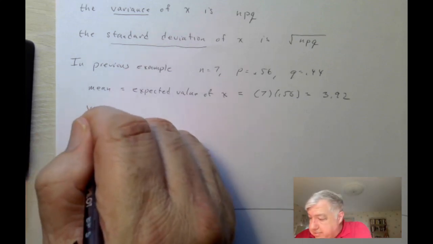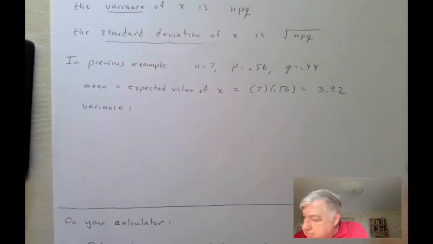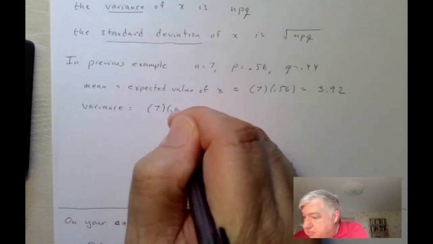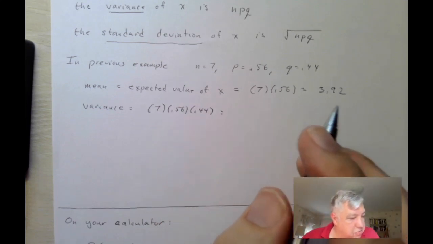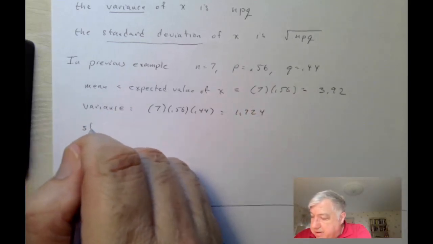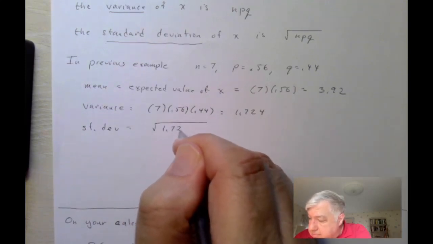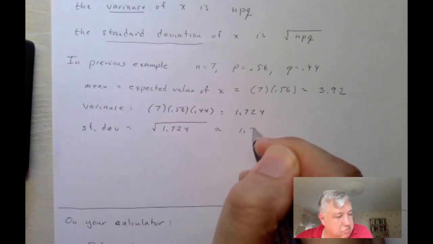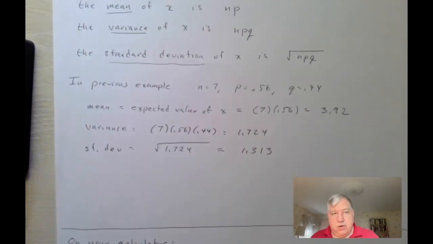The variance would be 7 times 0.56 times 0.44, which is 1.724. And the standard deviation would be the square root of that, which would be approximately 1.313. Okay. So this is a way of seeing how the probability distribution is spread out.